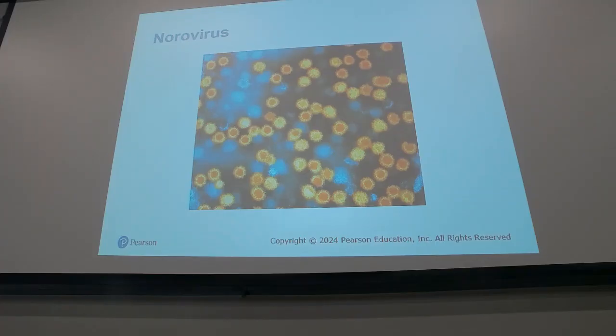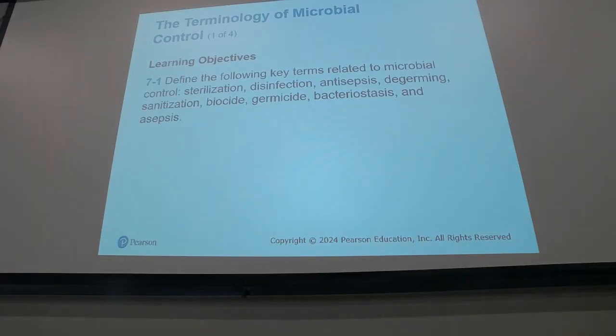In this image, you can see a scanning electron micrograph of a virus that causes gastroenteritis. It's very common to see. It's norovirus. These typically contaminate water sources and are part of outbreaks. It's actually the number one cause of virally related gastroenteritis in the United States.